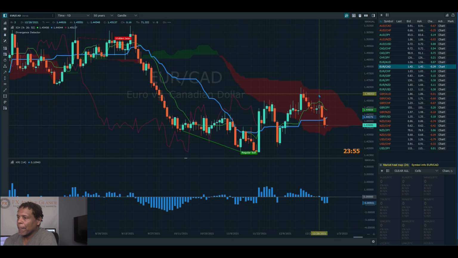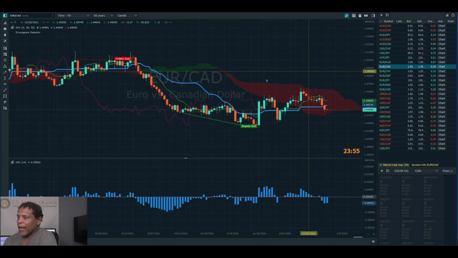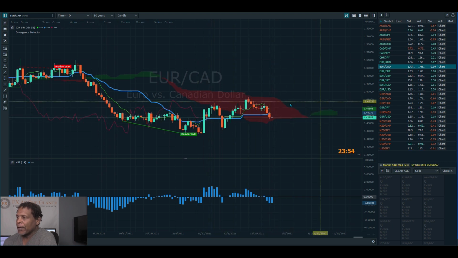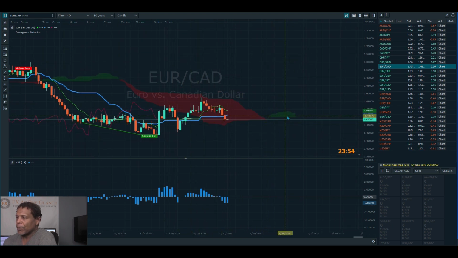Euro CAD. Euro CAD has broken structure, starting moving to the upside. Chikou span has broken above Kijun-sen, bouncing on Kijun-sen maybe, but inside of price, so we're kind of flat here. Tells you your ranging market. You're flat here also. So what I'm looking for, we do have N wave structure that's moving to the upside.